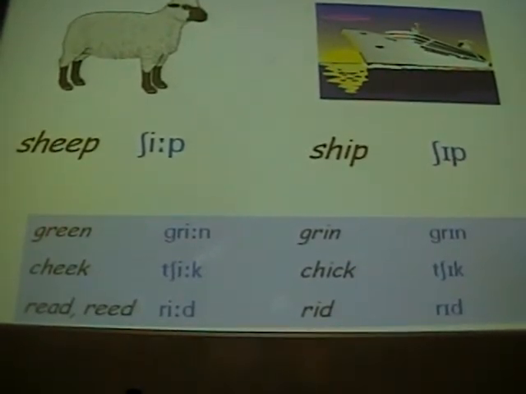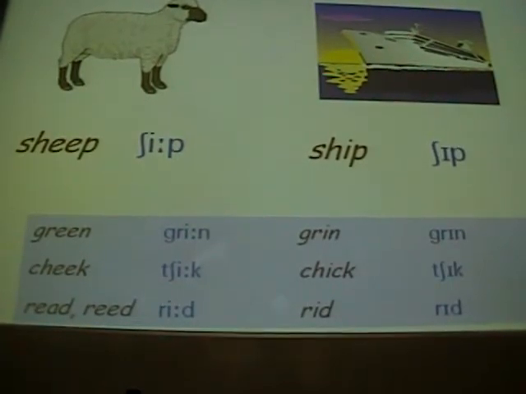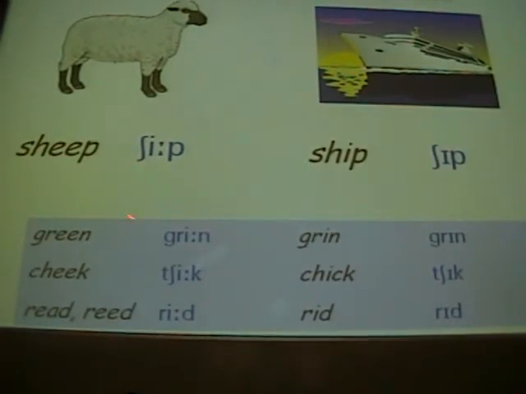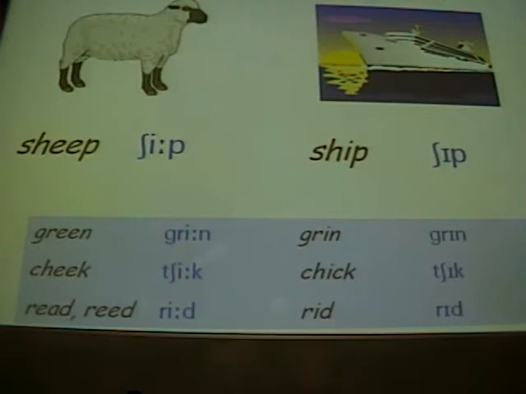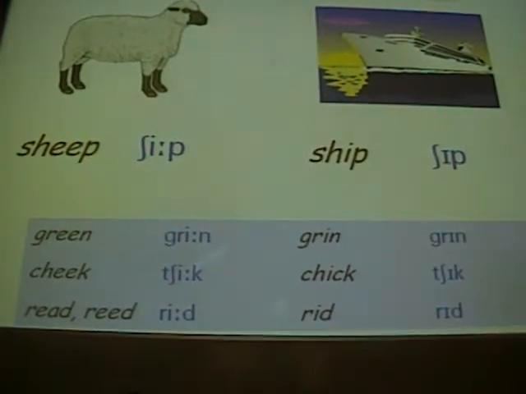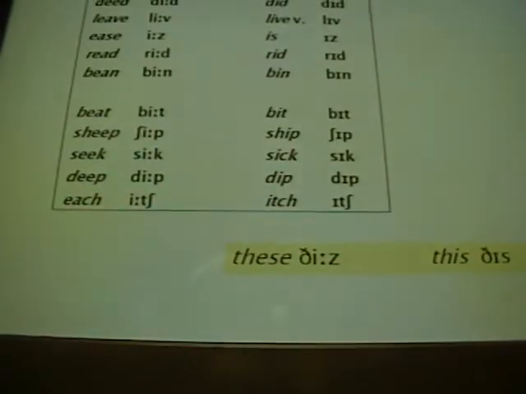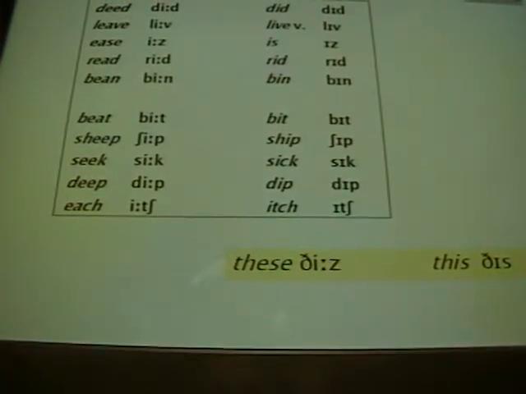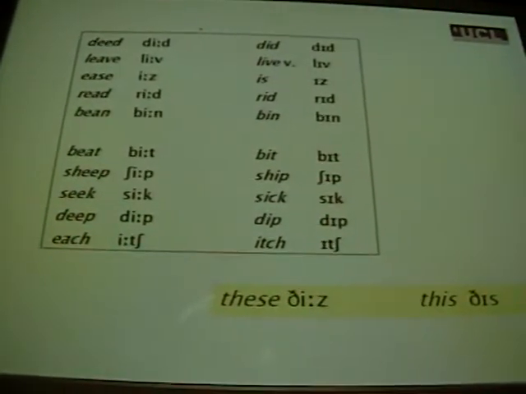Well, this is a very important contrast. Important why? Well, because there are lots and lots of words, pairs of words, distinguished in this way. So here are some more. Green, grin, cheek, chick, read, rid. And you've got further examples in the booklet for practice that you were given. So more pairs: did, leave, live, is, and so on.